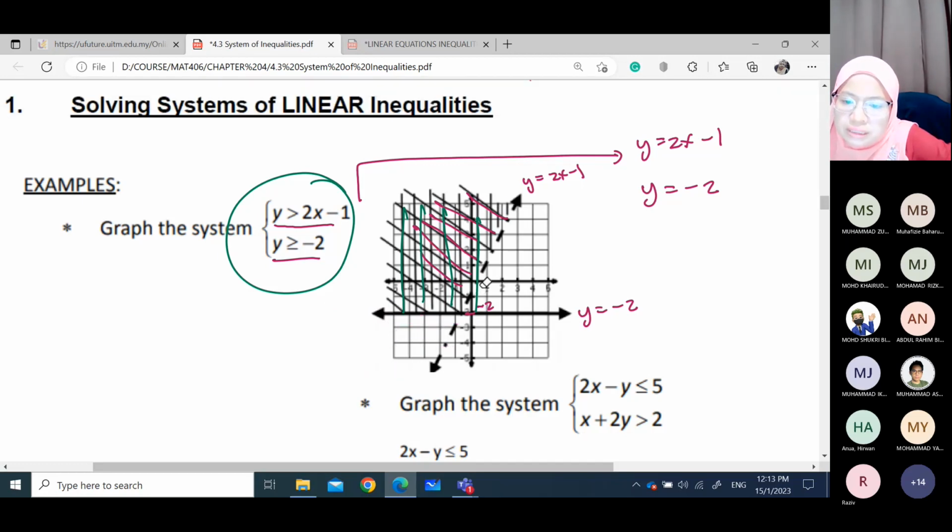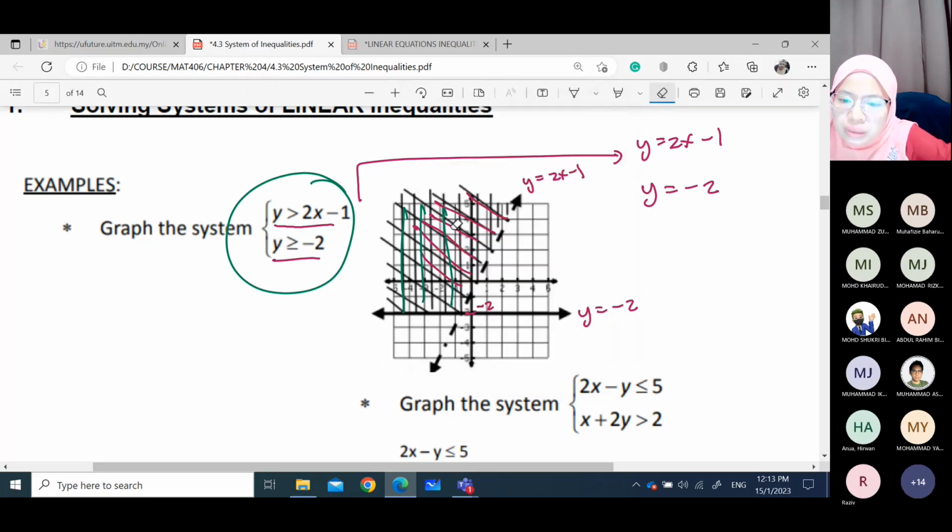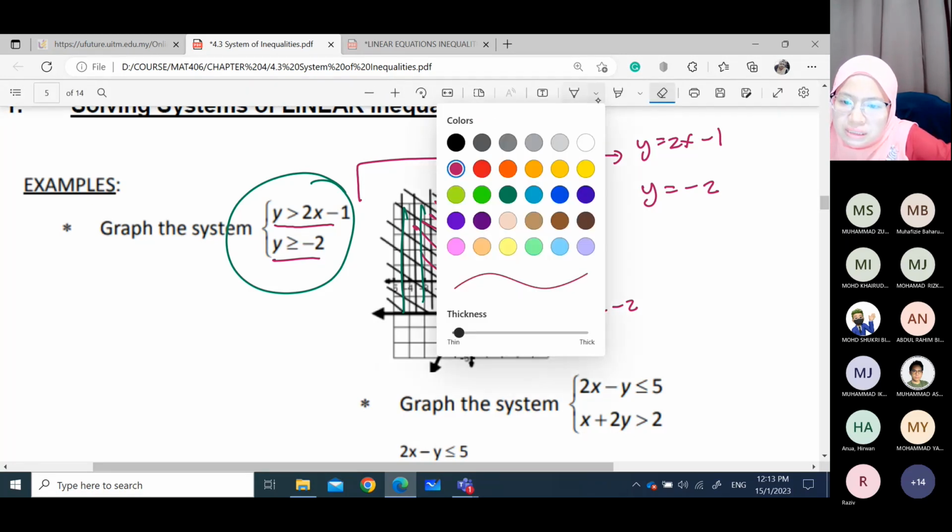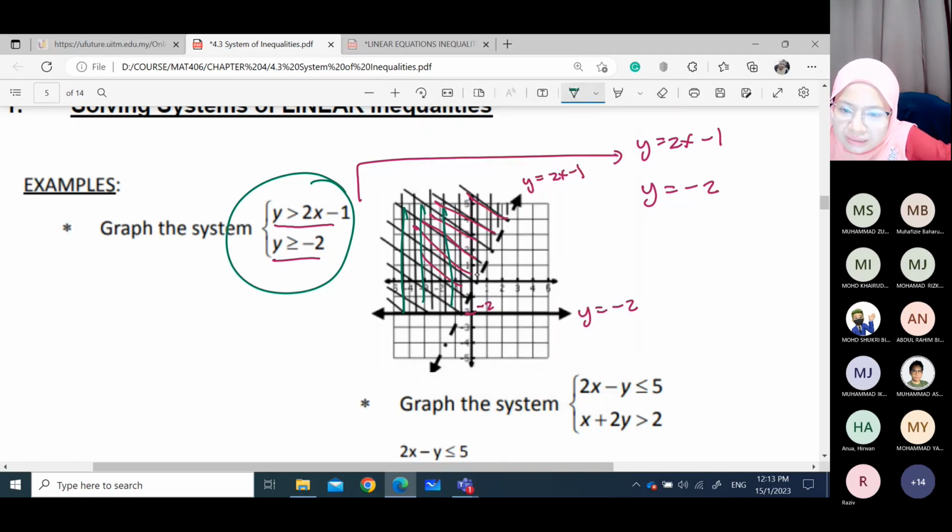Okay, so therefore we can say that the region for these two inequalities is this one. Yang ini, yang kita shadekan dia ni. Faham? So maksudnya, how to find the solution? The solution is in this region. Yang kat luar ni bukan solution dia. Yang point yang berada dalam ni adalah solution bagi inequalities yang ini. Okay? Faham? Boleh tak?